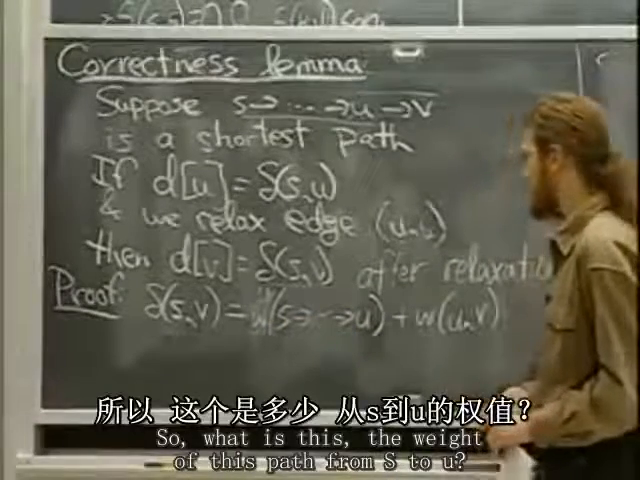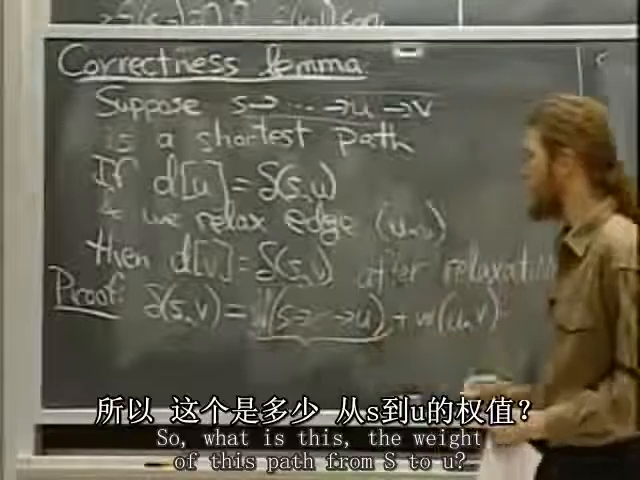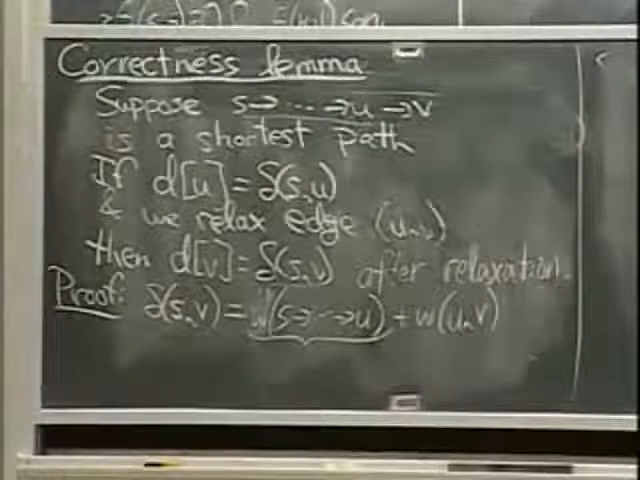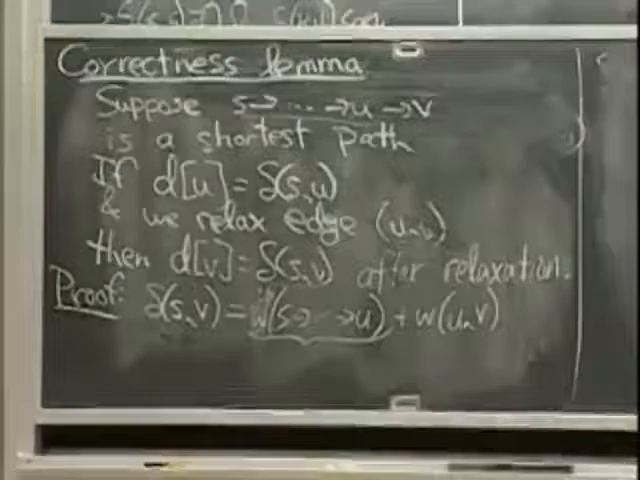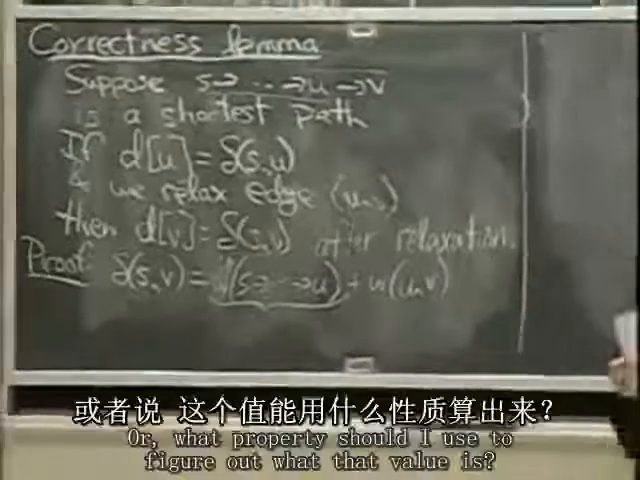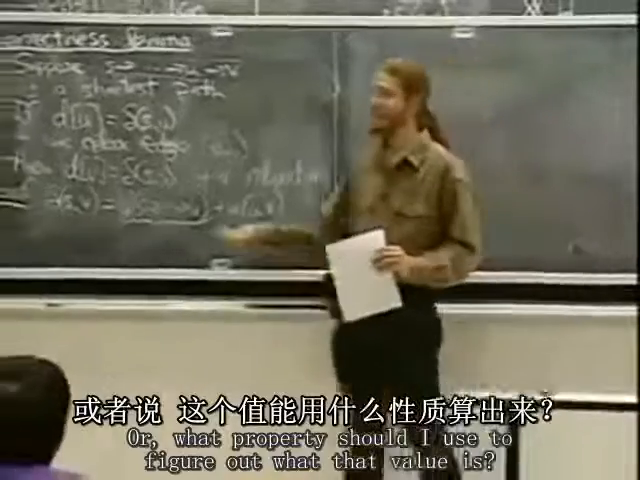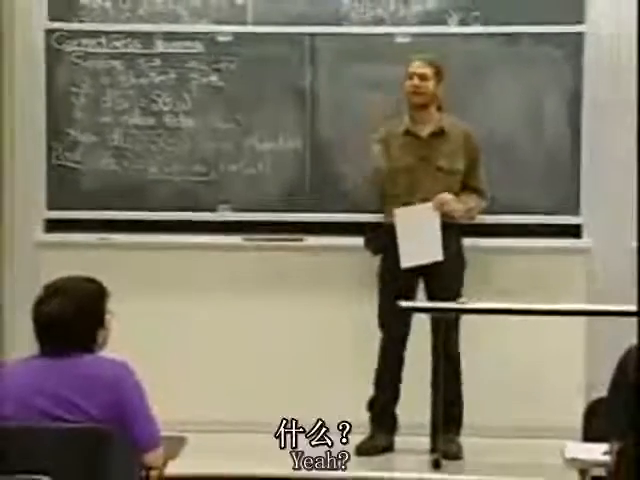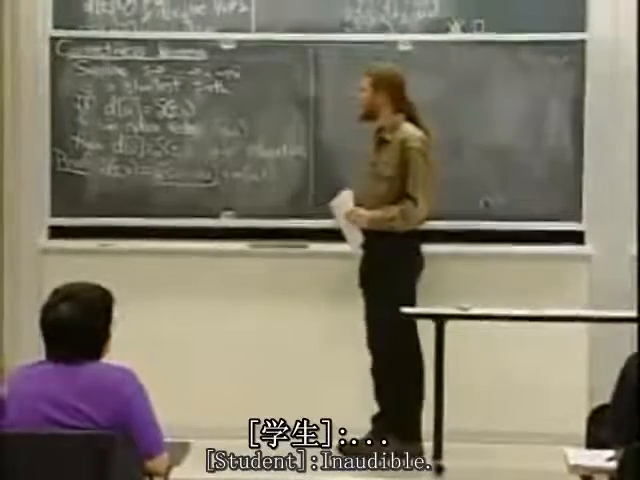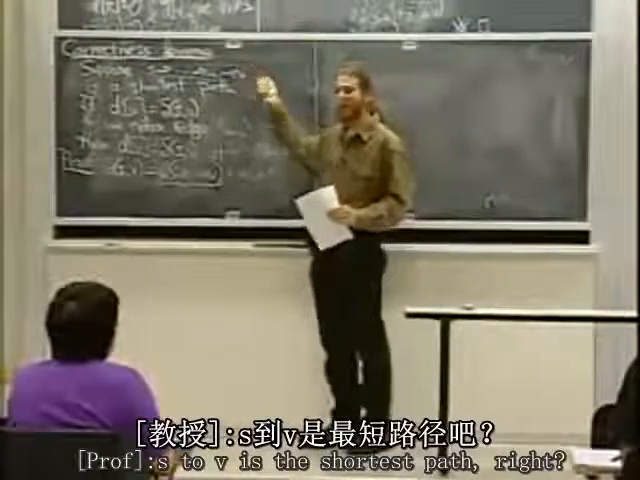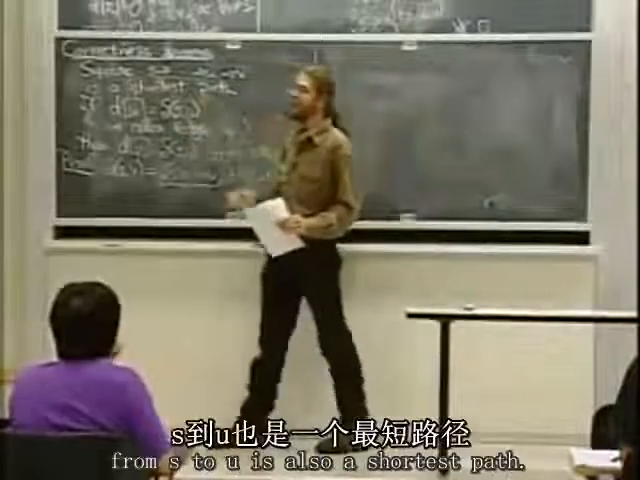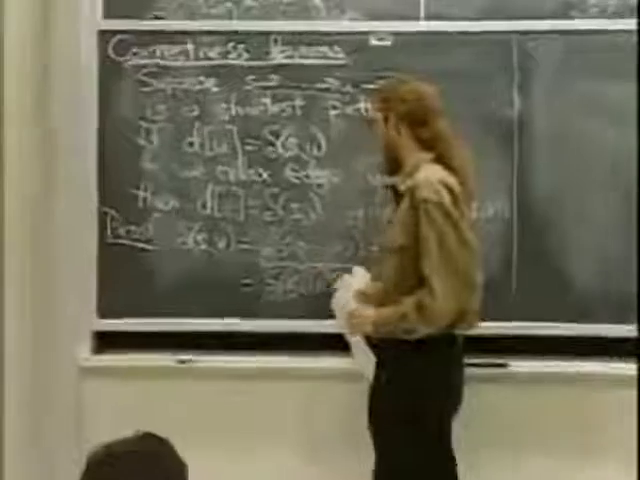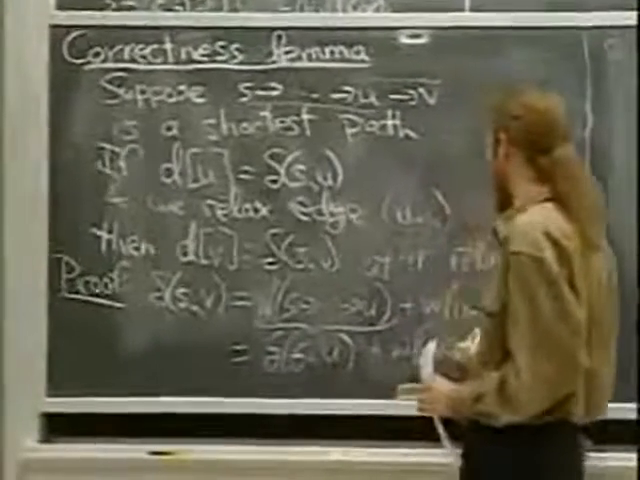So what is the weight of this path from s to u? What property should I use to figure out what that value is? Yeah? Well, we said it was the shortest path, right? So it has to be the optimal subpath. S to v is the shortest path, so by optimal substructure, from s to u is also a shortest path. So this is delta of s comma u. Cool.